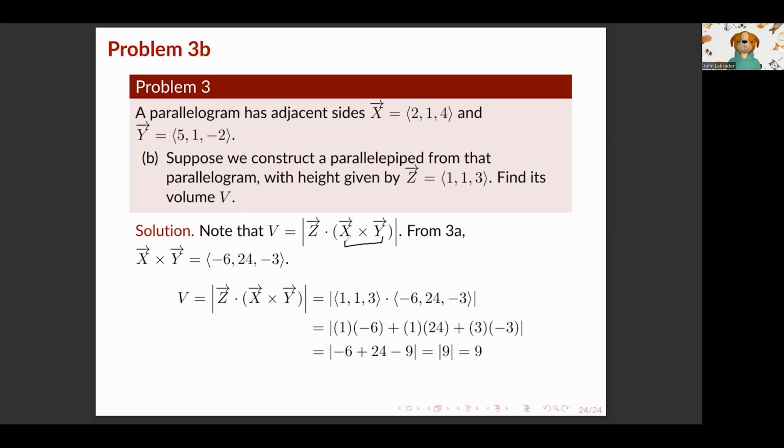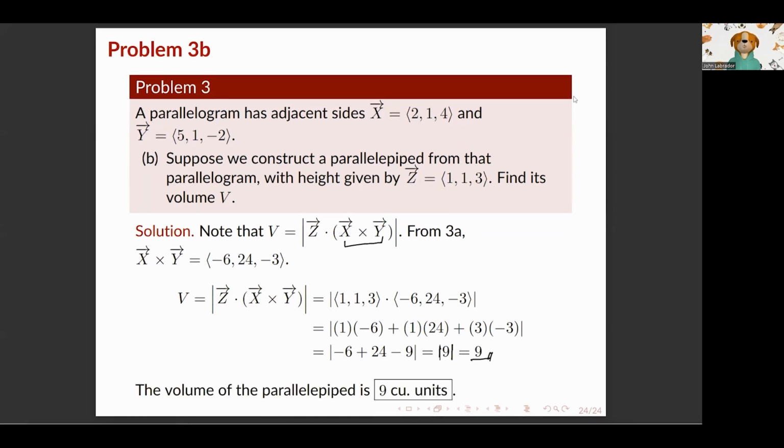So we add them together. Negative 6 plus 24 is 18. 18 minus 9 is just 9. And then we take the absolute value. We get 9. So we get the volume of the parallelepiped, which is equal to 9 cubic units.